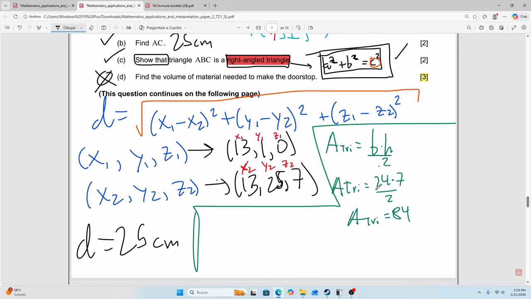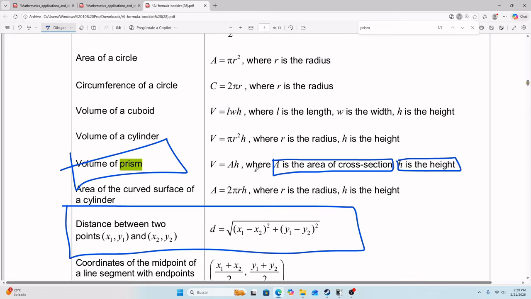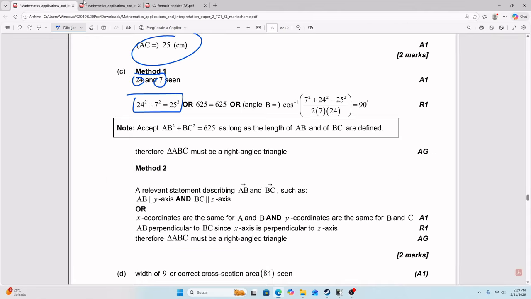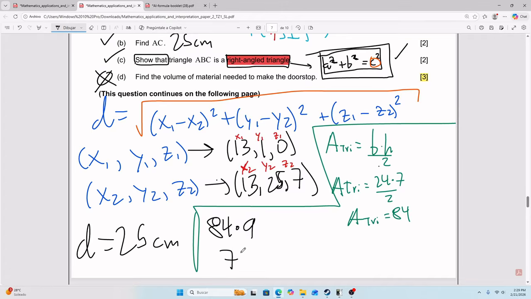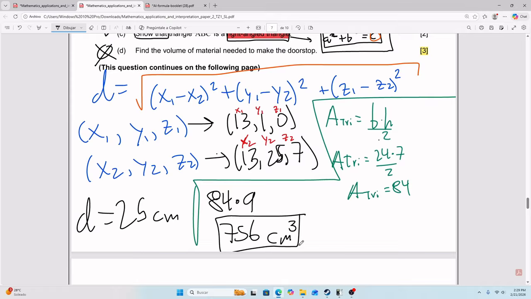So for the volume of that prism, we end up doing 84 times 9. And that is basically what we're doing for volume of a prism. We're saying that the area of the triangle is 84, and you're pulling it to the side 9 times. So that means that 84 times 9 gives you 756 centimeters cubed. Cubed because it's volume.